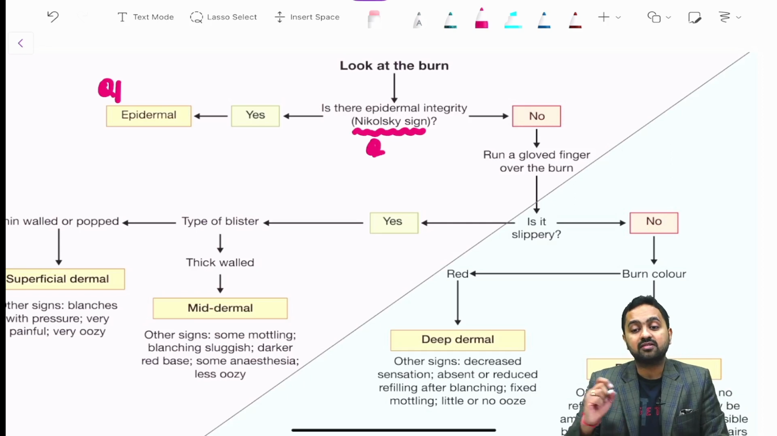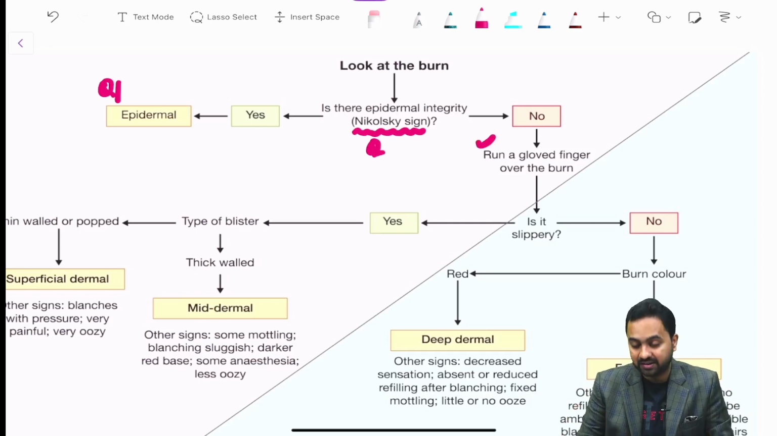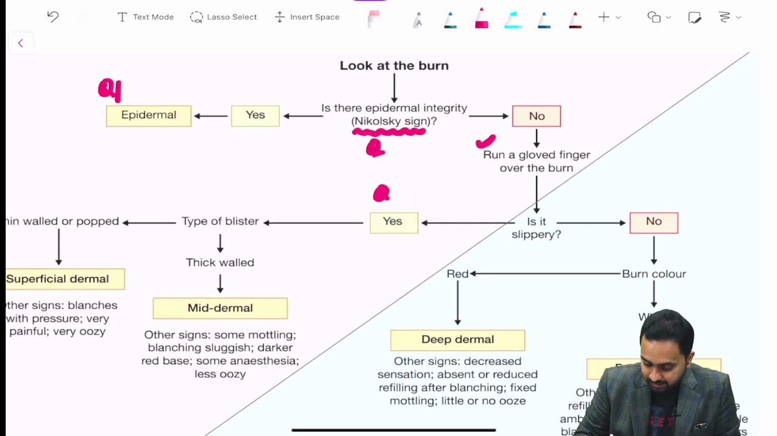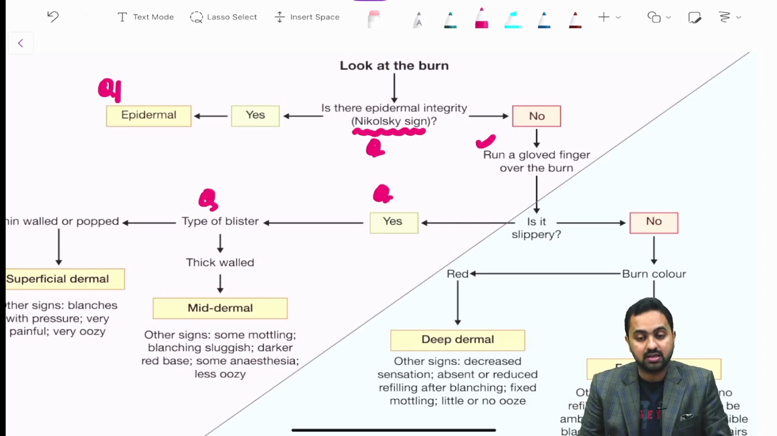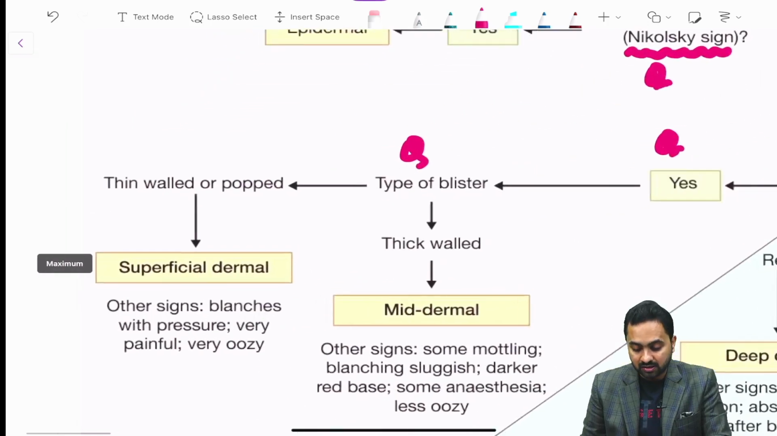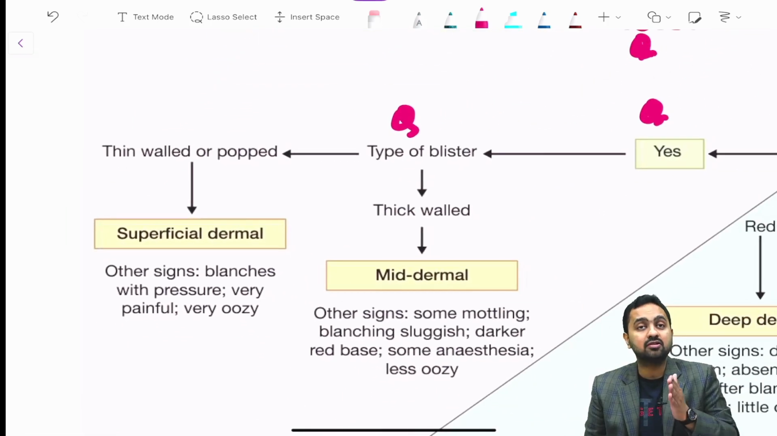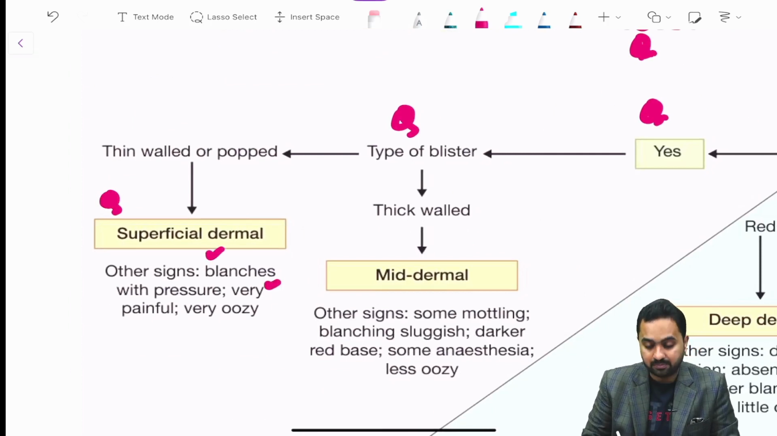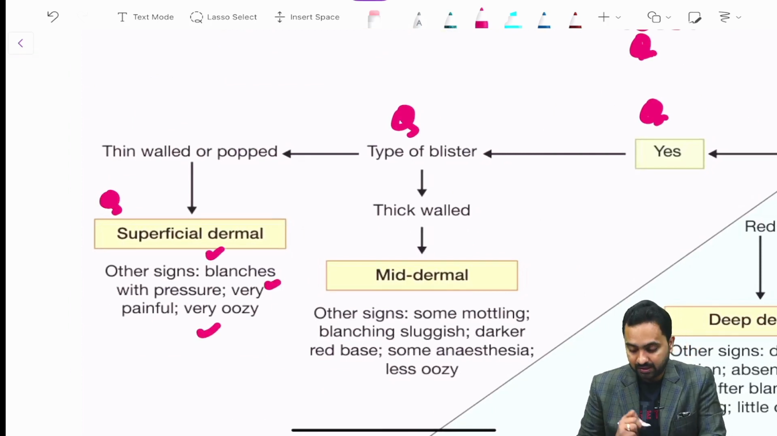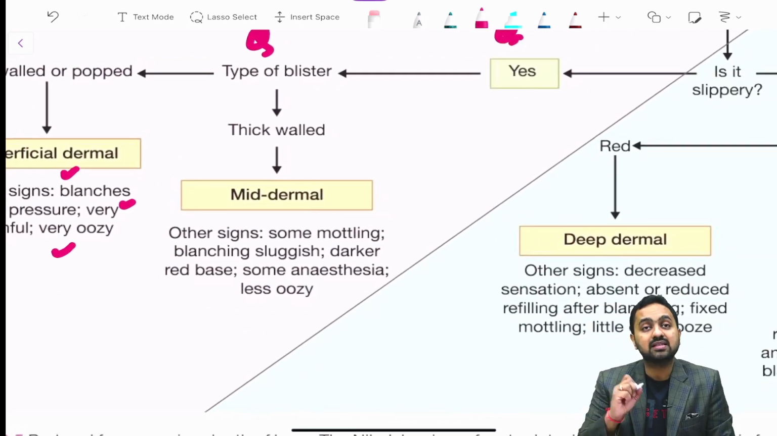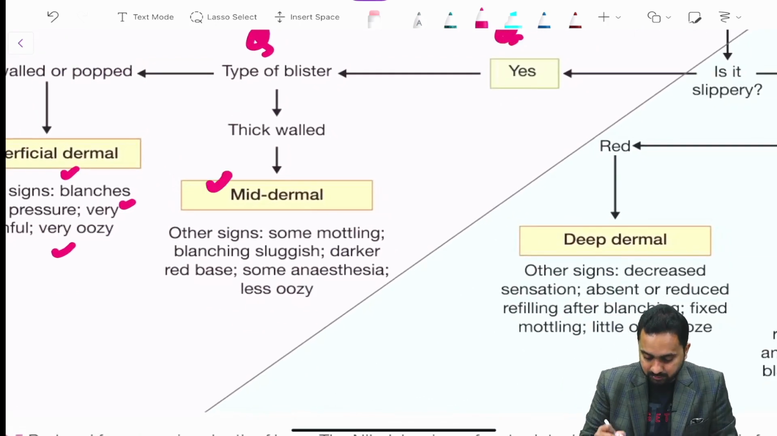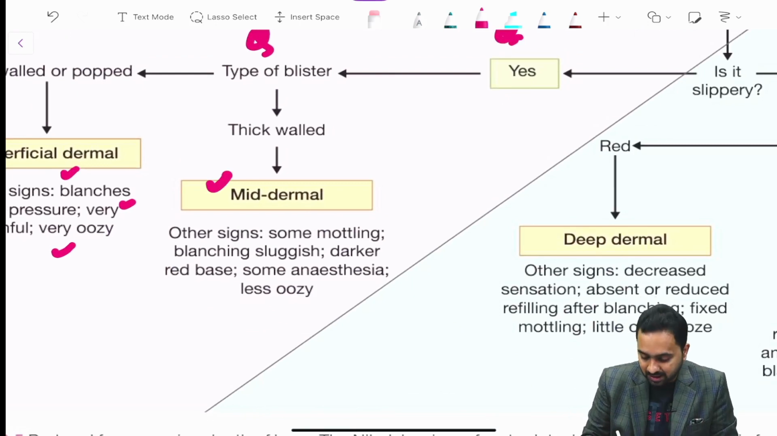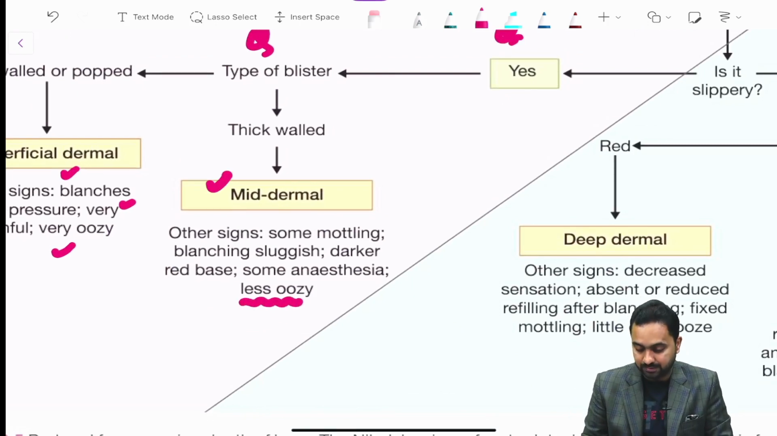If the answer is no, then we run a gloved finger over the burn and check if it is slippery. If it is slippery, then we check the type of blister. If the blister is thin walled or popped, then it is a superficial dermal burn, which includes blanching with pressure, very painful and very oozy. If the blister is thick walled, then it is a mid dermal burn, which has some mottling, sluggish blanching, a darker red base and some anesthesia, and these are less oozy.